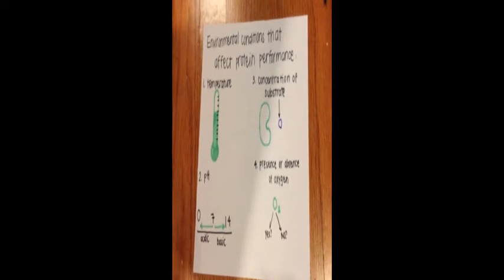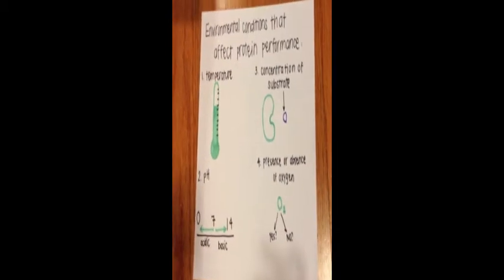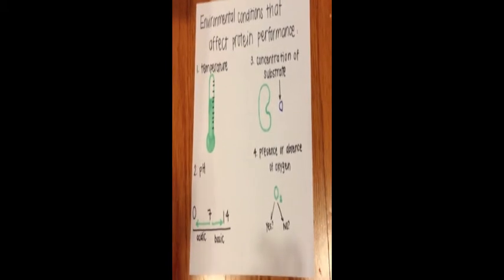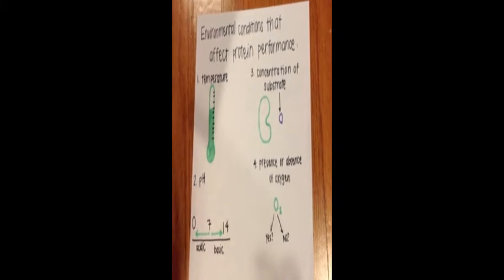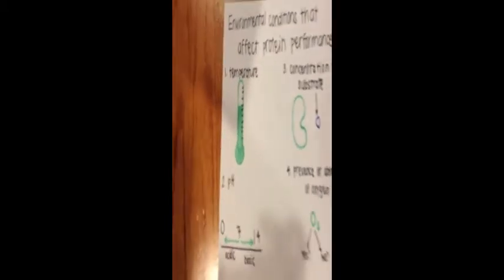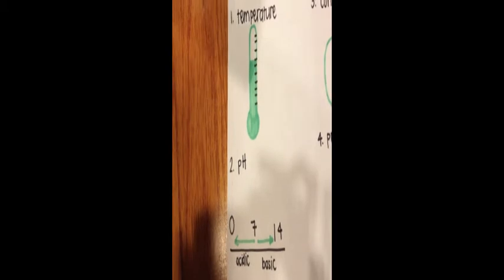Protein performance is determined by environmental conditions: the first being temperature, the second, pH, the third, concentration of substrate, and the fourth, presence or absence of oxygen. In extremes of pH or heat, this may denature a protein. This means that the hydrogen bonds are disrupted, the shape is lost, and the function of the protein is also lost.